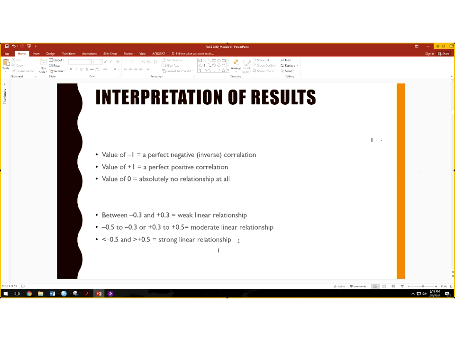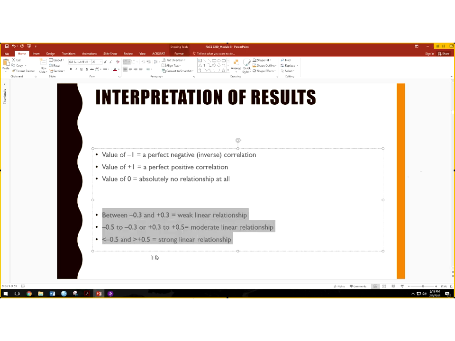So now I'm going to say, all right, I have my value. If it's between -0.3 and +0.3, I have a weak linear relationship. If I have -0.5 to -0.3 or +0.3 to +0.5, then I have a moderate linear relationship. If I have anything less than -0.5 or greater than 0.5 up to a -1 or a +1, then I'm going to have a very strong relationship. So you're looking at the R value, which is the correlation coefficient, to tell you how strong your relationship is.